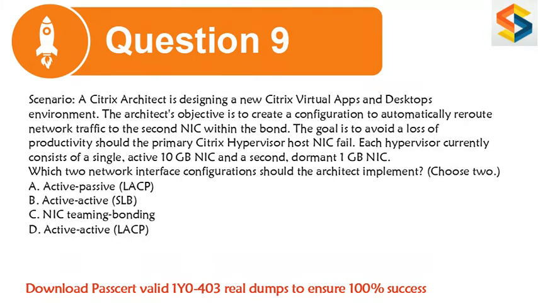Question 9. Scenario: A Citrix architect is designing a new Citrix Virtual Apps and Desktops environment. The architect's objective is to create a configuration to automatically reroute network traffic to the second NIC within the bond. The goal is to avoid a loss of productivity should the primary Citrix Hypervisor host NIC fail. Each hypervisor currently consists of a single, active 10 GB NIC and a second, dormant 1 GB NIC. Which two network interface configurations should the architect implement?